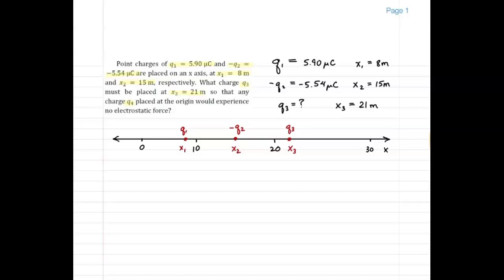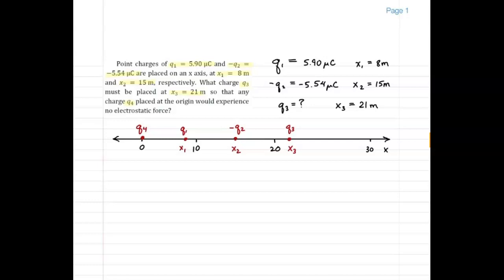If you read it again, there's a charge Q4 at the origin. Q4 experiences forces from Q1 and negative Q2 and Q3, and the sum of the forces will give you 0. So it doesn't matter what charge Q4 is, all these forces will always add up to give 0 force on Q4.